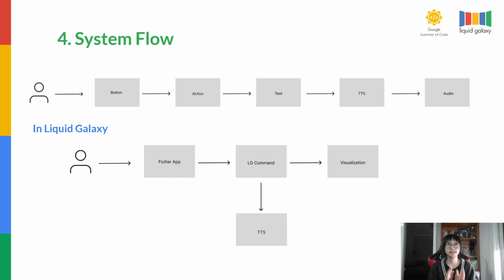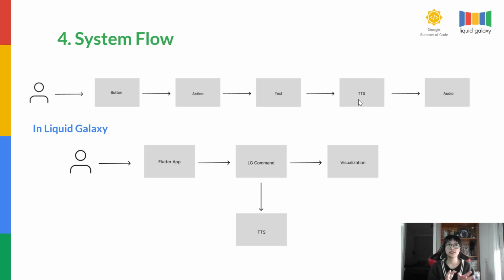So this is the system flow. Basically the user here has an application, right? And there are gonna be, for example, a lot of buttons, and each button is gonna trigger one action, and for these actions it can generate the text here, and from the text we can produce the audio with the TTS technology.